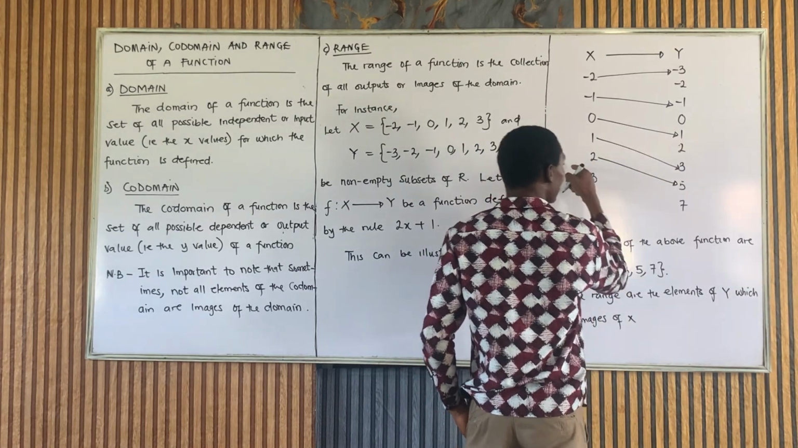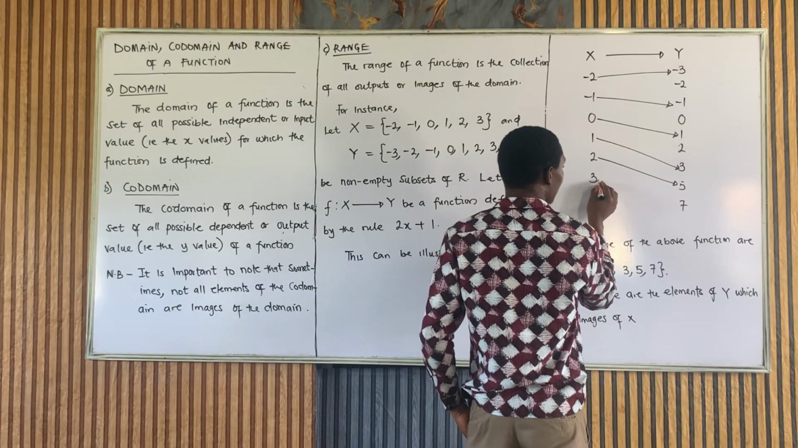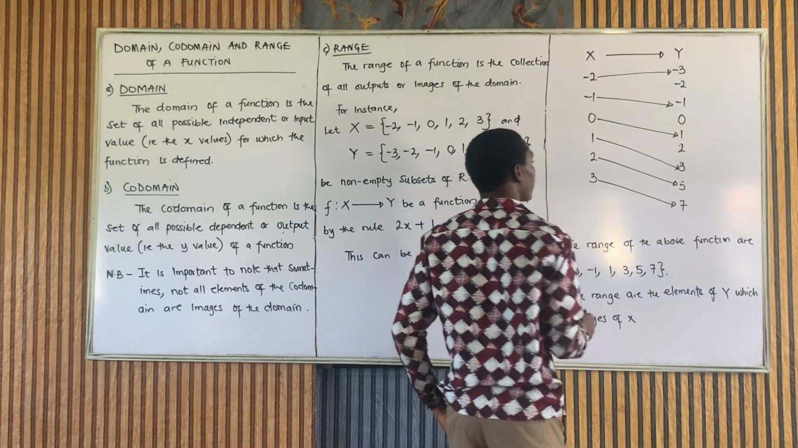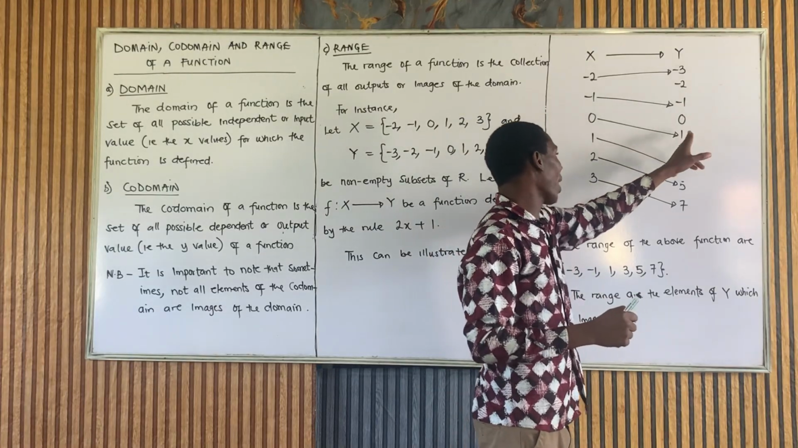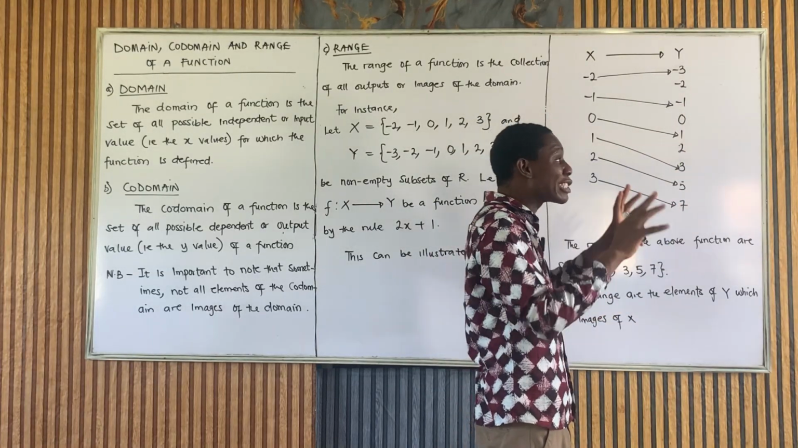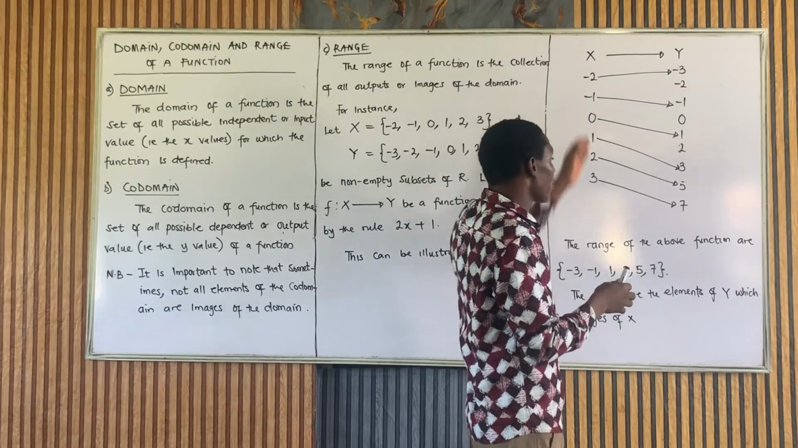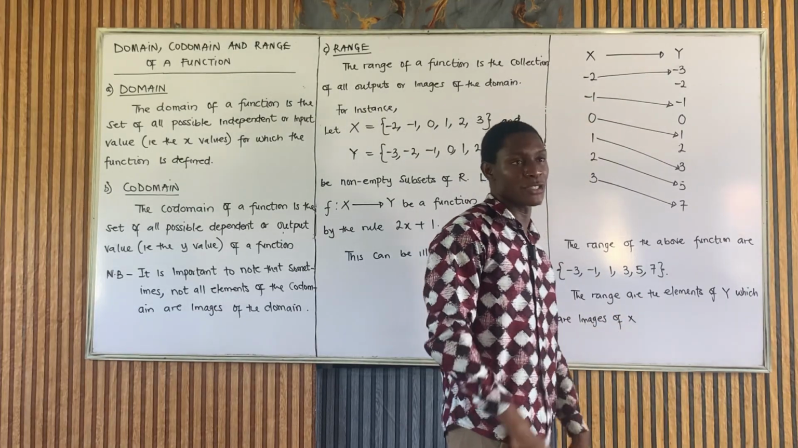5 is the image of 2. And 7 is the image of 3. So understand now that minus 3, minus 1, 1, 3, 5, and 7 are images of everything we have here, and they are what we call the range.